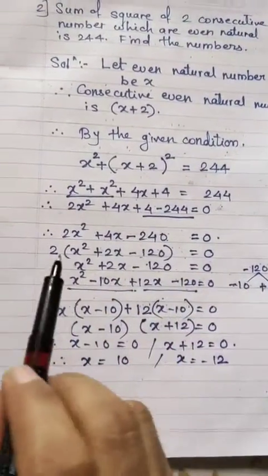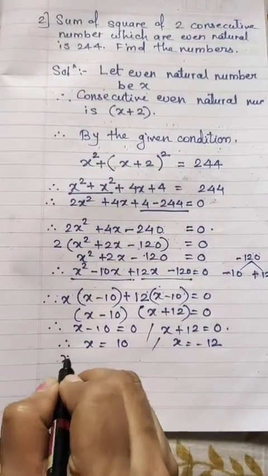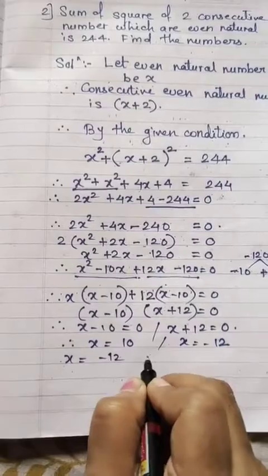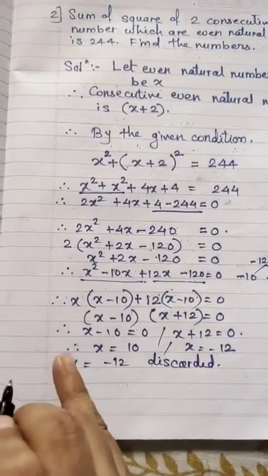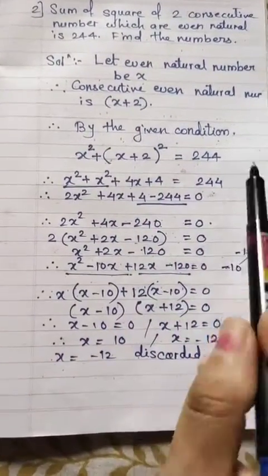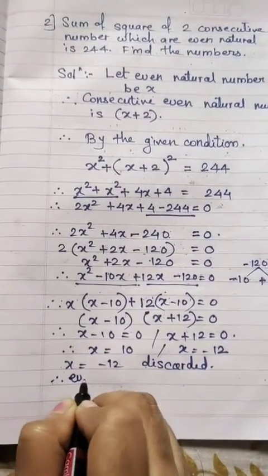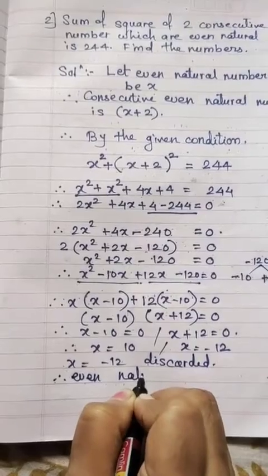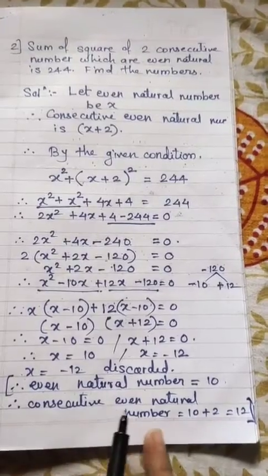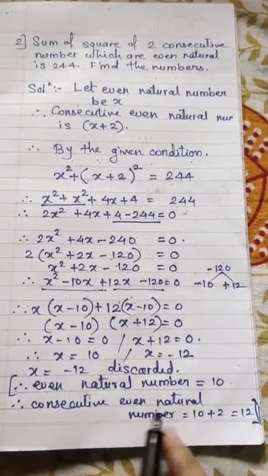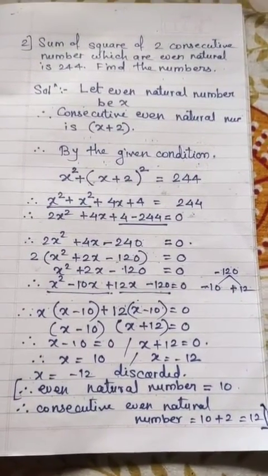Now we have to find the numbers, and these numbers are natural, not integers. So x is equal to minus 12 is discarded. So the correct value of x is 10, but here x means even natural number. So therefore the even natural number is 10 and the consecutive even natural number is 10 plus 2 is equal to 12. So in this way, we have completed the solution of this word problem.